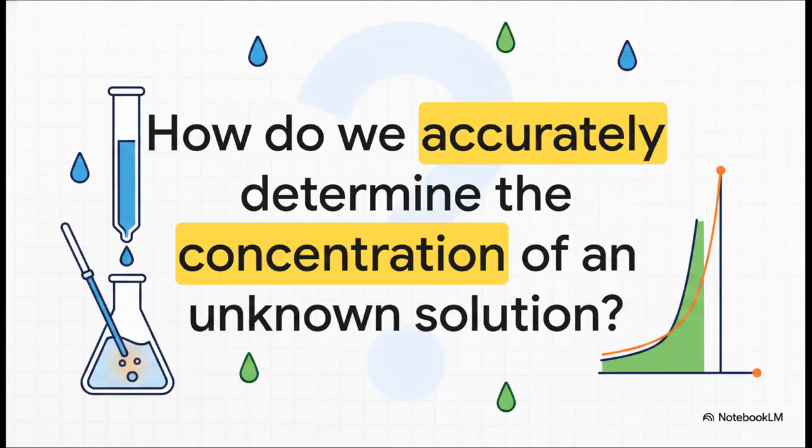So picture this. You're in a lab and you've got a beaker full of some acid. You know what it is, sure, but you've no clue how strong it is. How do you figure that out? Well, that's the mystery we're solving today. We're basically on a quest to find a hidden number, using a technique that's absolutely vital everywhere, from making sure products are safe to running tests in hospitals.